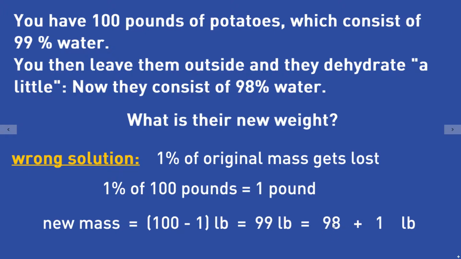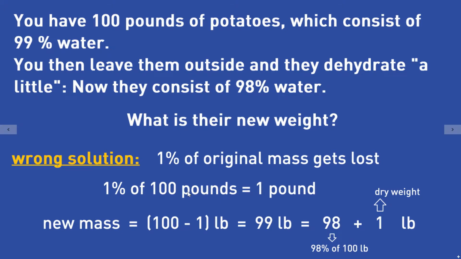And you can write this as 98 plus 1 pound, where 98 are the 98% water of the 100 pounds, and the 100 pounds are the original weight, so 98% water of the original weight plus 1 pound dry weight. And as I told you before, this solution is wrong. Why? Because we are wrongly assuming that the 98%, and therefore the 1%, refer to the original weight of 100 pounds.